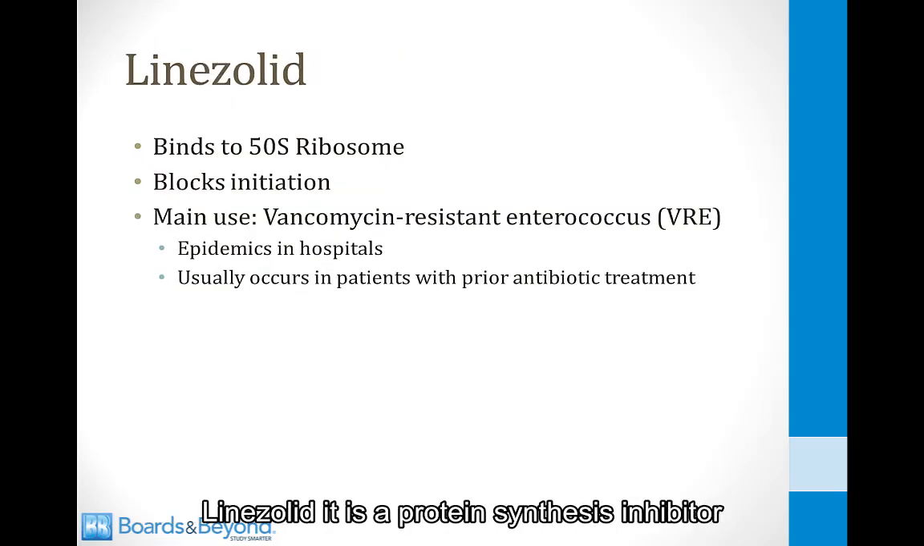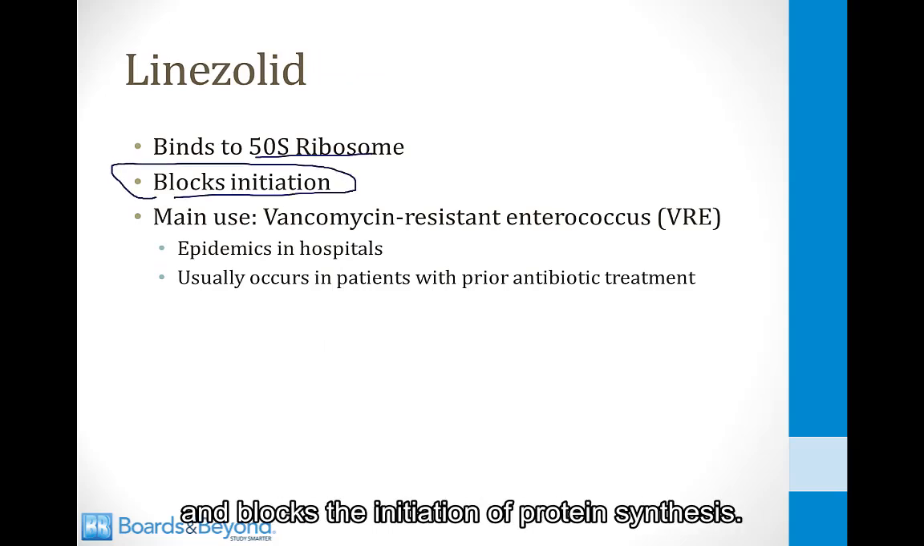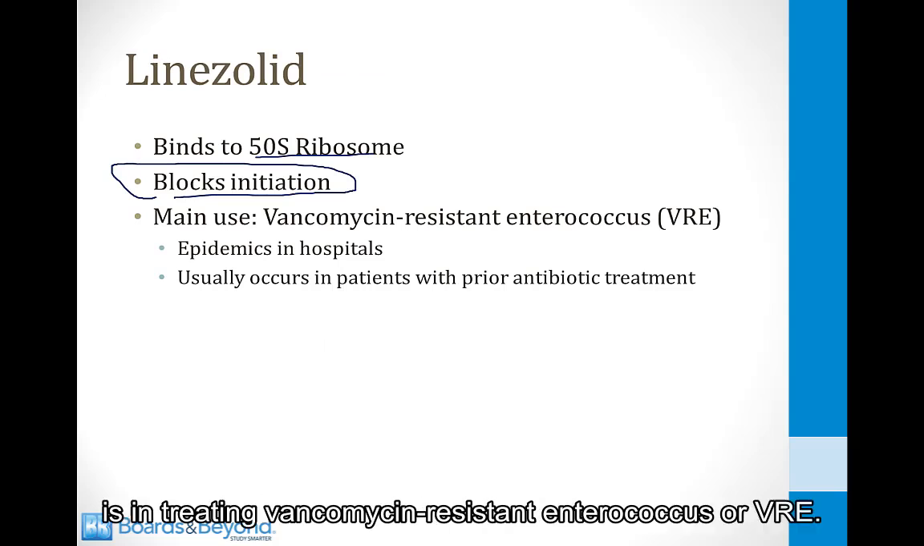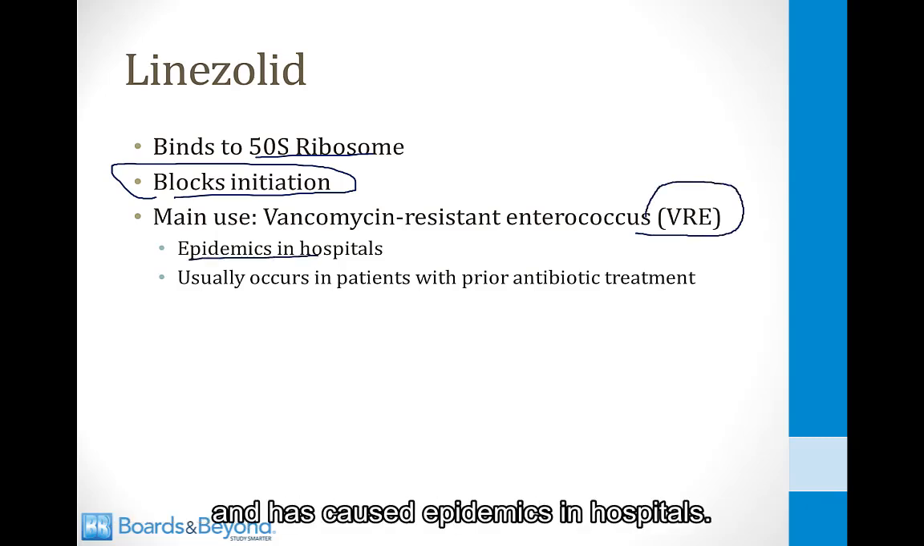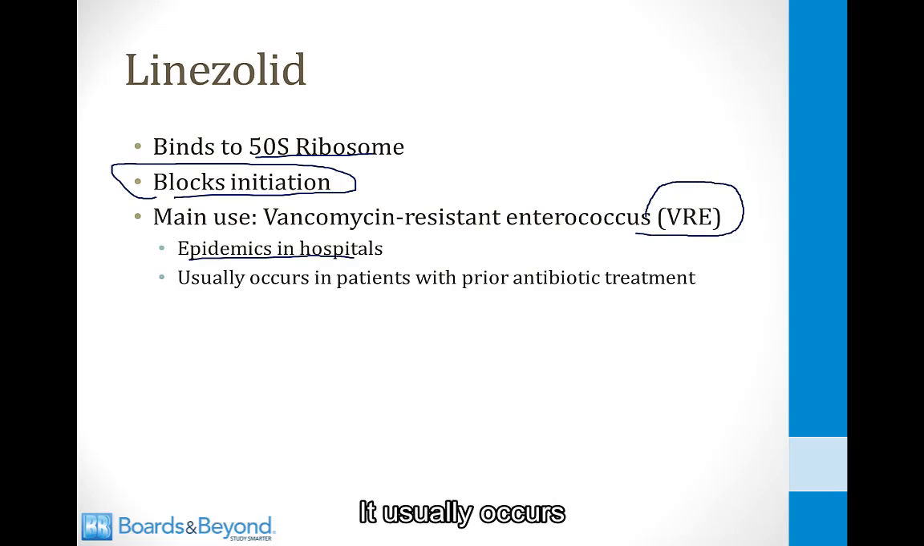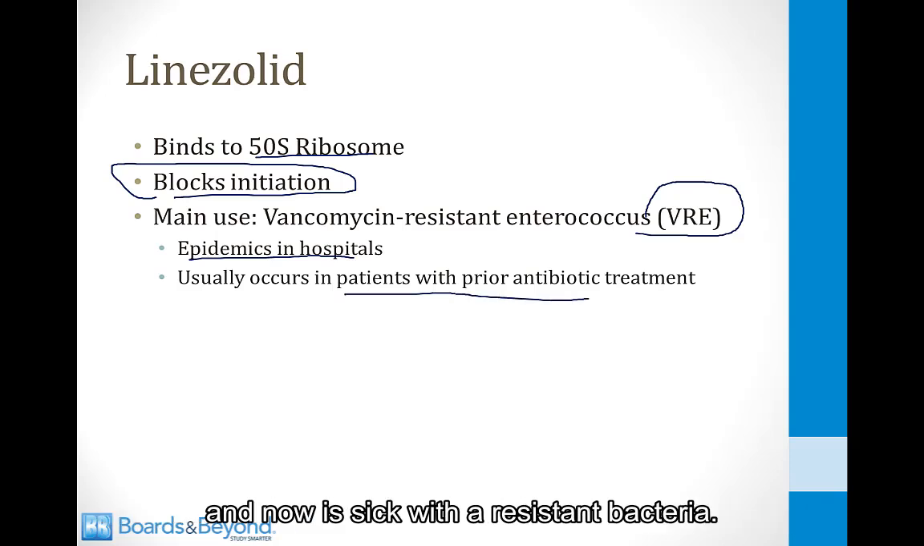Linezolid is a protein synthesis inhibitor that binds to the 50S ribosome and blocks the initiation of protein synthesis. And its main use is in treating vancomycin-resistant enterococcus, or VRE. This bacteria is very dangerous and has caused epidemics in hospitals. It usually occurs in a patient who's been treated with antibiotics previously and now is sick with a resistant bacteria.